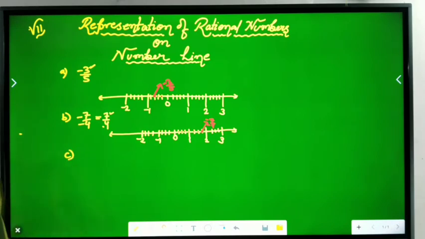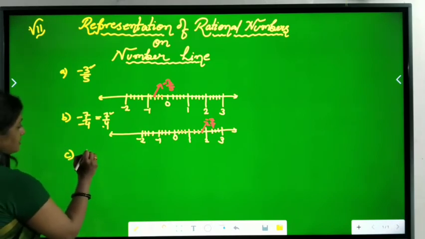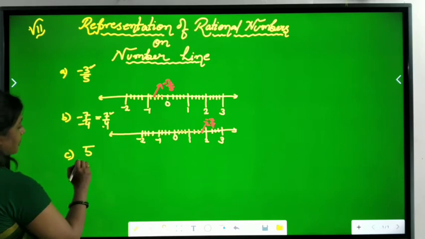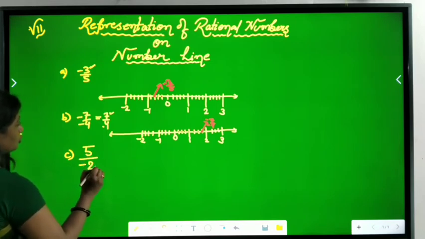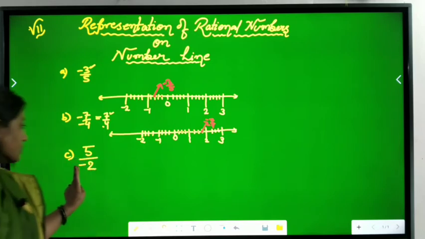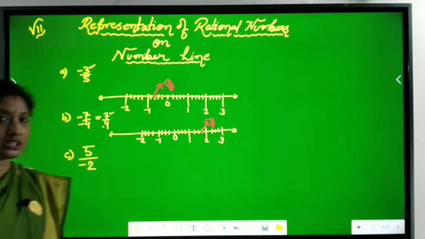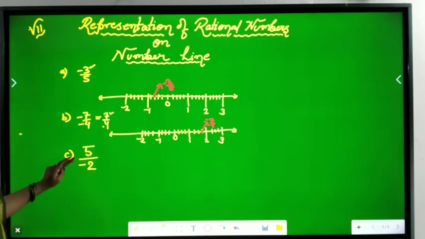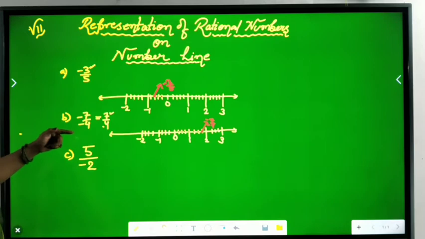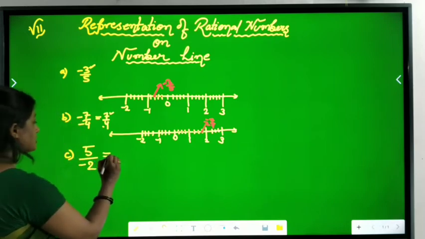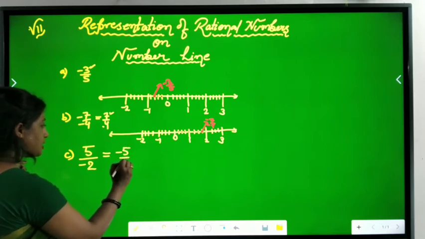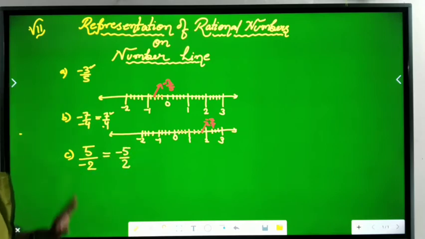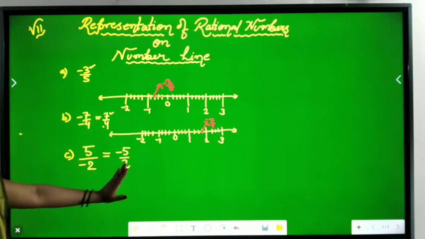Let us see. Suppose I am going to represent 5 by minus 2. This time I have given a negative sign in the denominator. No problem. What you will do is just move this negative sign from the denominator to the numerator. This is your minus 5 by 2. Just change the rational number into this form.